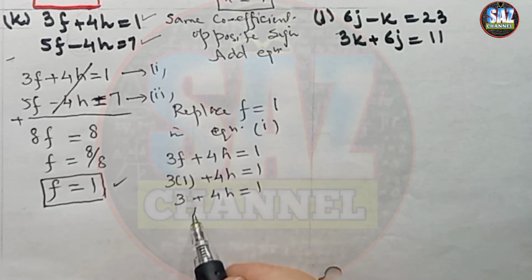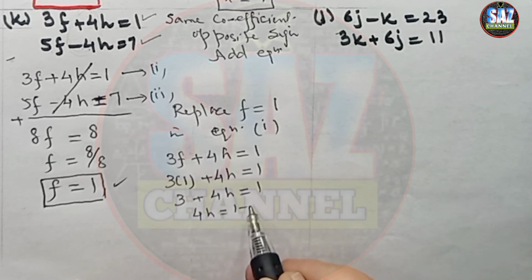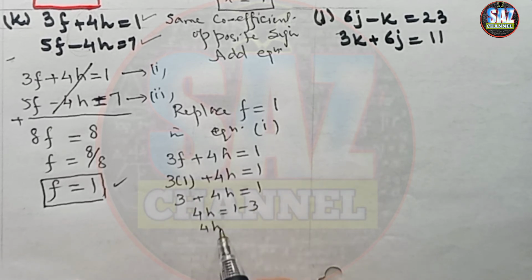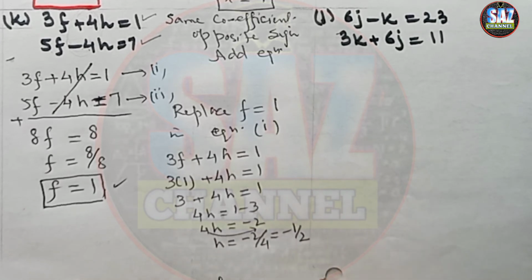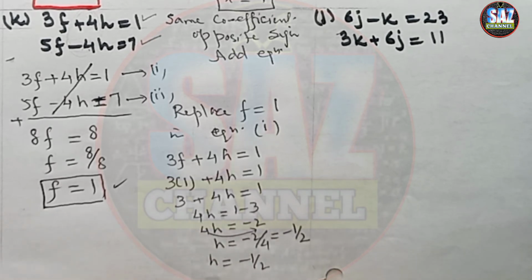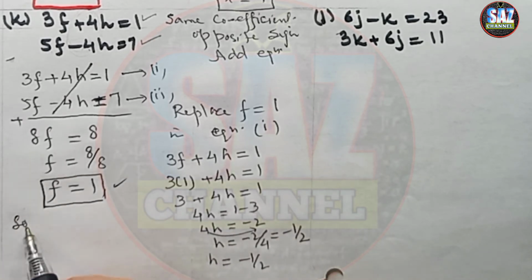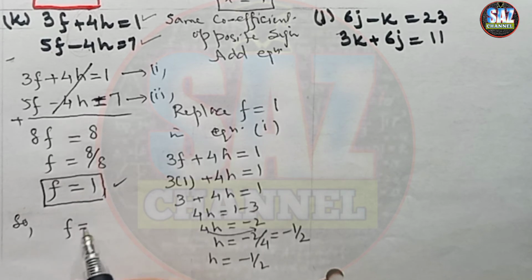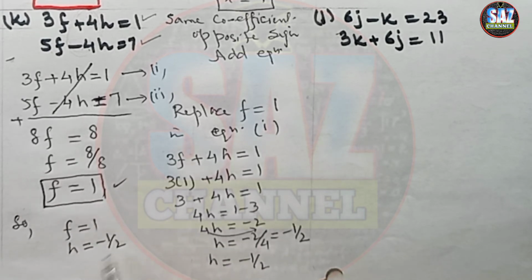Shift 3 to the other side. 4h equals 1 minus 3. 4h equals minus 2, or h equals minus 2 by 4, which is equal to minus 1 by 2. So the value of h is minus 1 by 2. So the solution for this situation is f equals 1 and h equals minus 1 by 2.